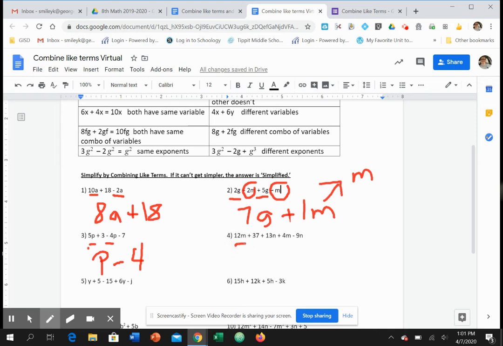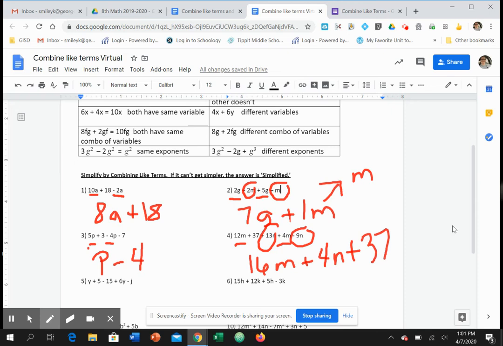So these have m's. So I'll underline my m's, maybe circle my n's. And then I'm going to leave that 37 alone. So 12 plus 4 gives me 16. 13n minus 9n gives me a 4. So I'm going to put a plus 4n. And I'm going to bring down my 37.